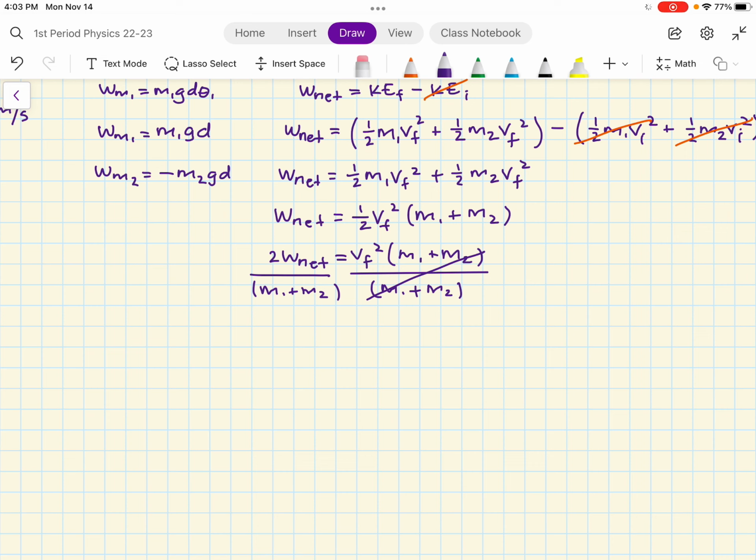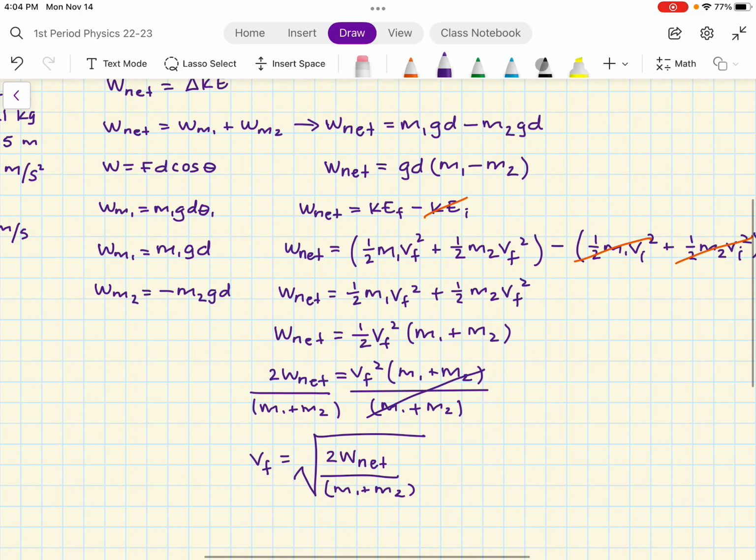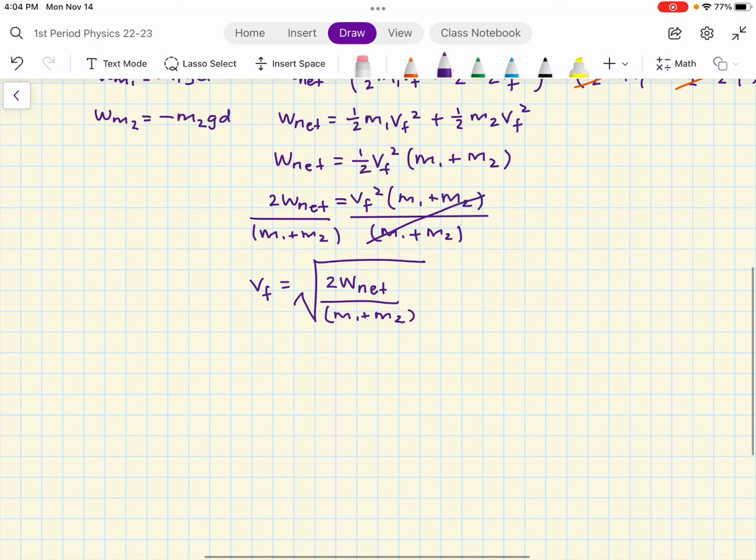So I'm going to write my equation. Velocity final is equal to 2 times the net work divided by the sum of the masses. Don't forget to take the square root. And if by this point you already have the net work, you just plug in the number. But for now I'm going to use this one over here, g d (m1 minus m2).